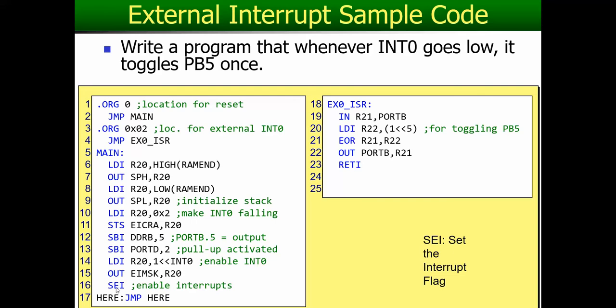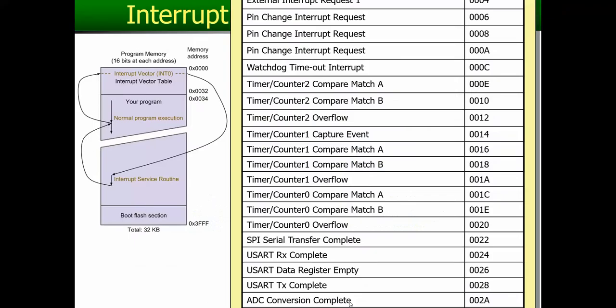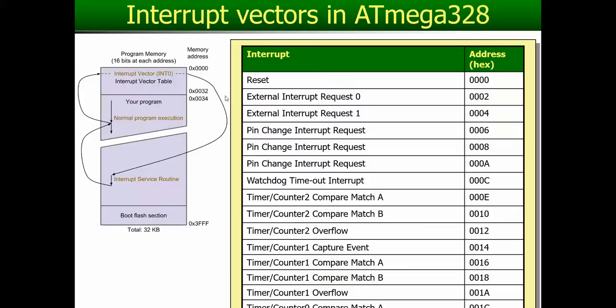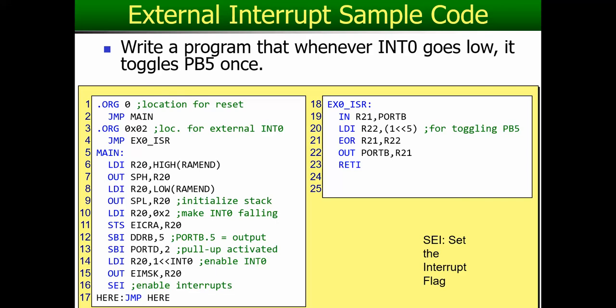And then we'll give another instruction called SEI. SEI is the set interrupt flag. Which flag? This one, the global one, which is located in the status register. Even in the Arduino IDE, you might have heard about this function called SEI. It sets the global flag, so it enables the interrupt functionality of the microcontroller. If you don't do these 2 enables, interrupt 0 cannot be used.